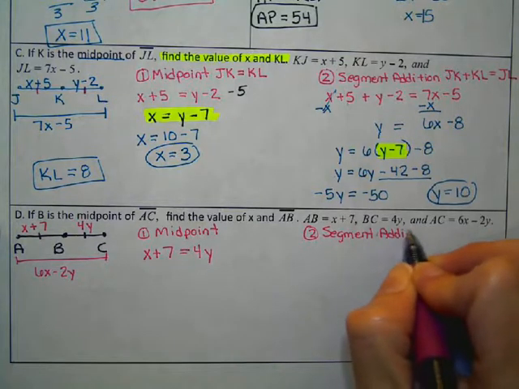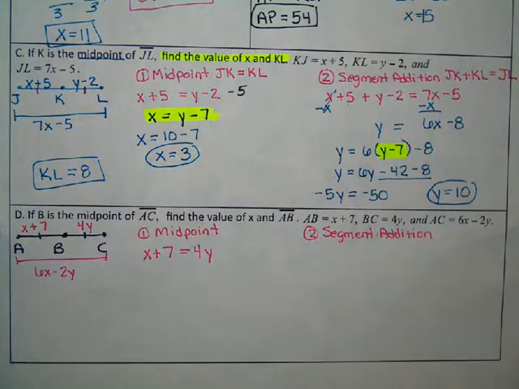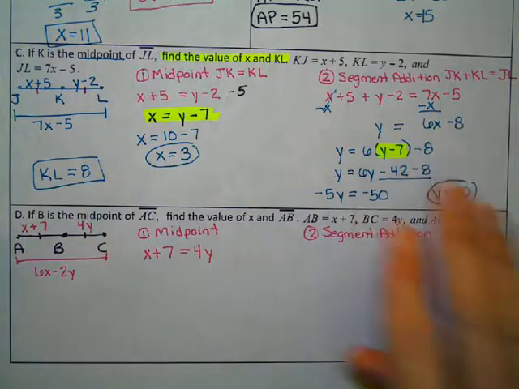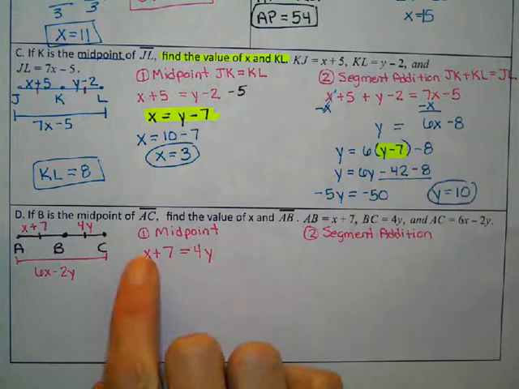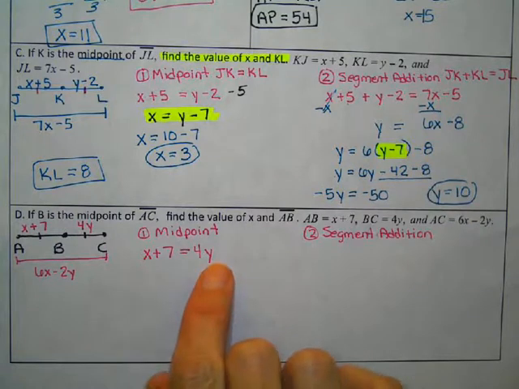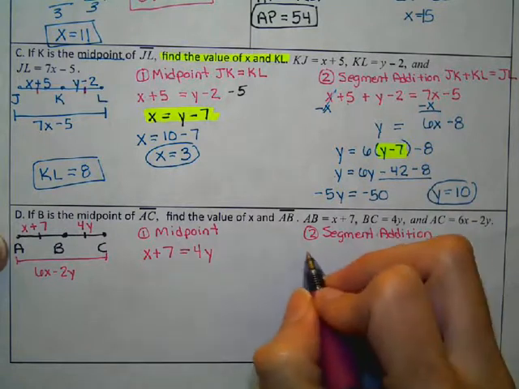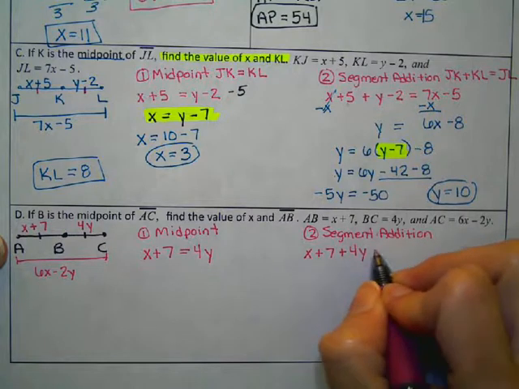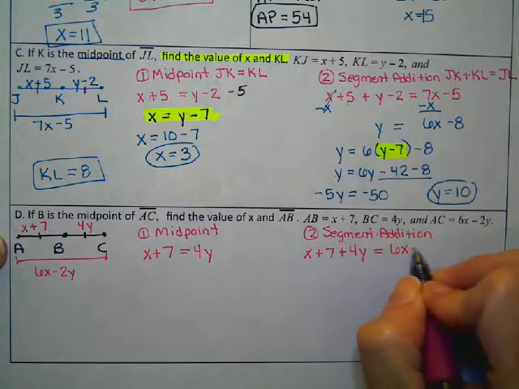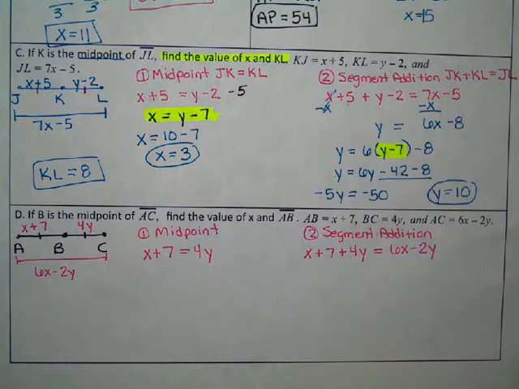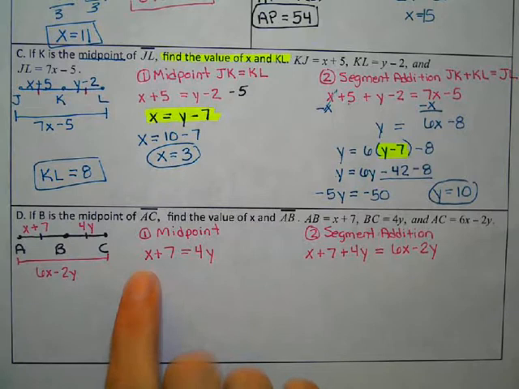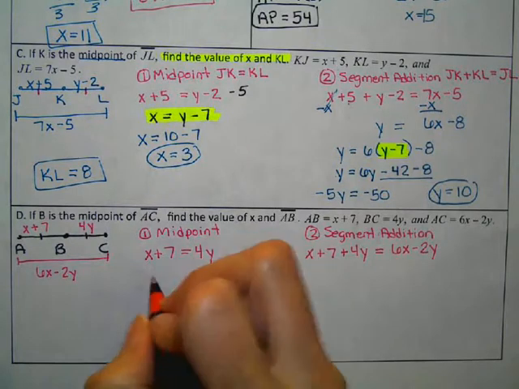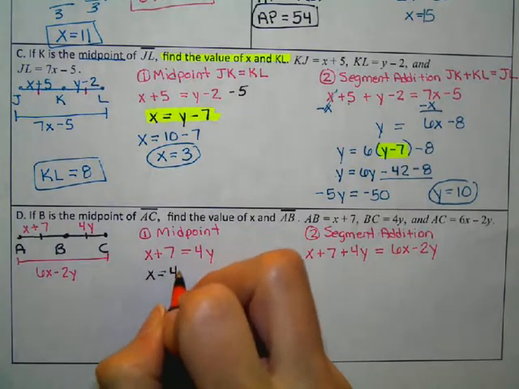Okay, so I'm setting up my equations. I drew my picture. I'm going to do a midpoint equation, and I'm going to do a segment addition equation. The midpoint says that those two segments are equal, and then this one says that if you add these two together, it should equal the whole length. Again, I guess I'll use this one and get x by itself. If I do that, I'll have x equals 4y minus 7, and I want to substitute that in over here.